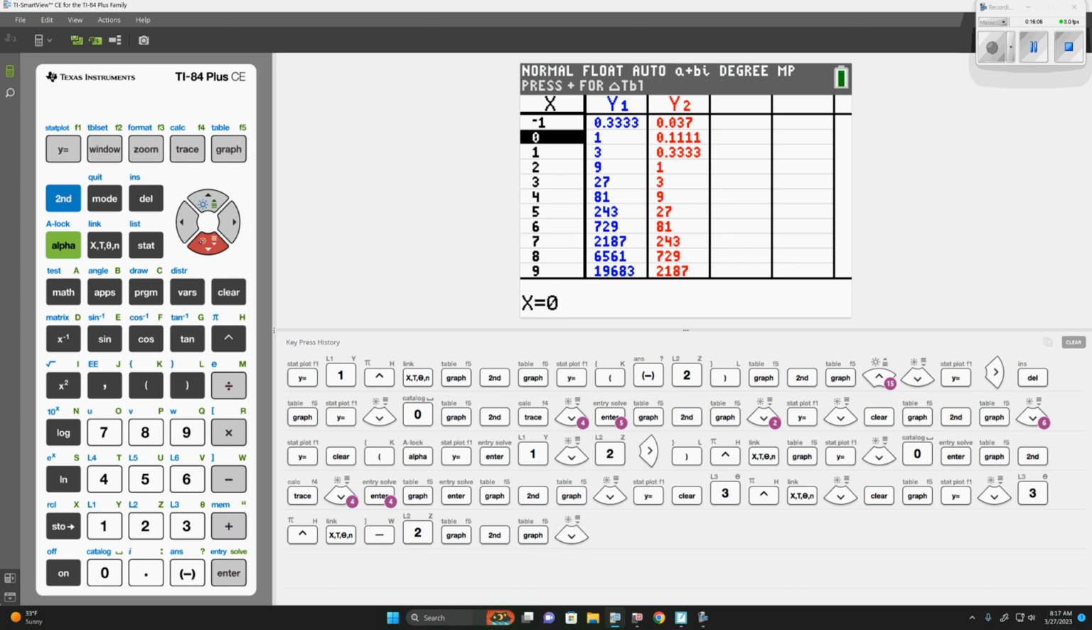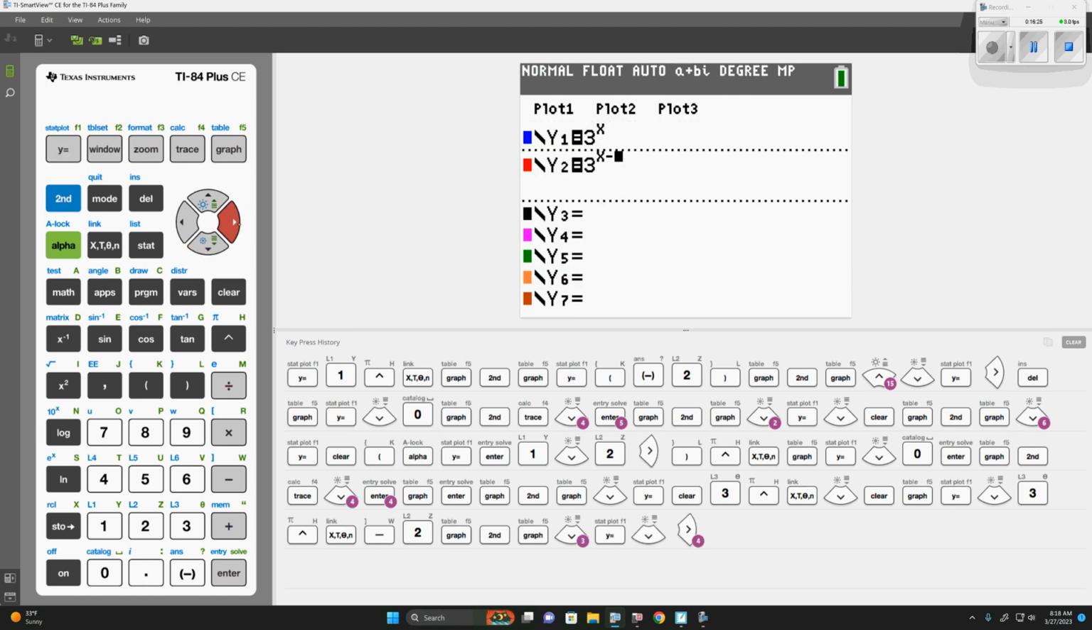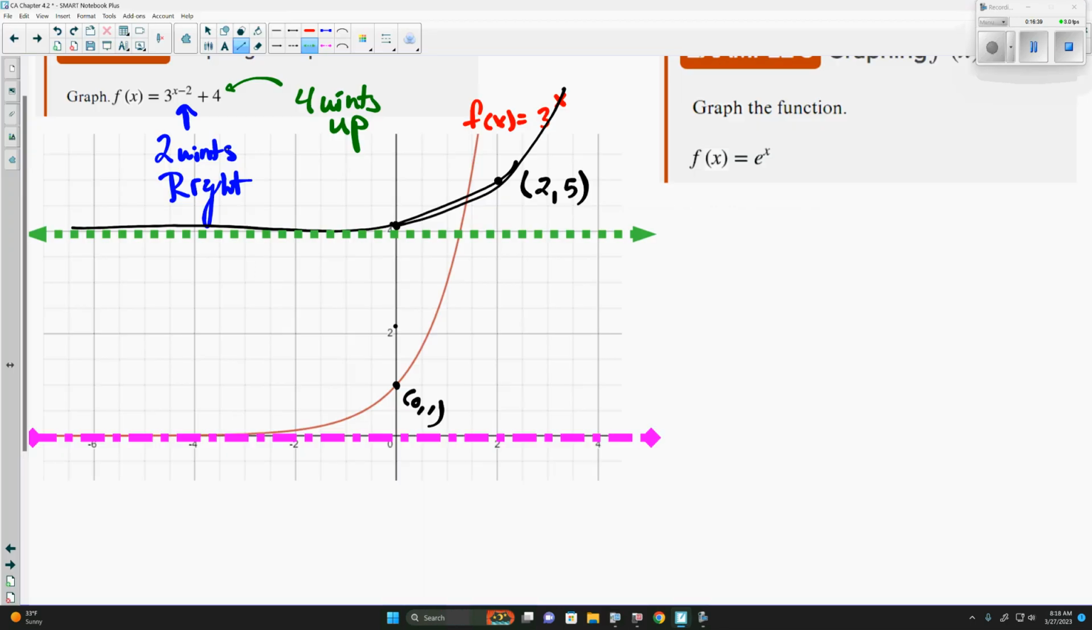And on the table, at 0, we have 1. But if I move 2 units down, now at x equals 2, the y value of the red function is 1. It's shifted everything 2 units right. But that's not all we had. We also had plus 4. So it's moved everything to the right 2 and up 4. And that's it. Now the domain and range of this function.